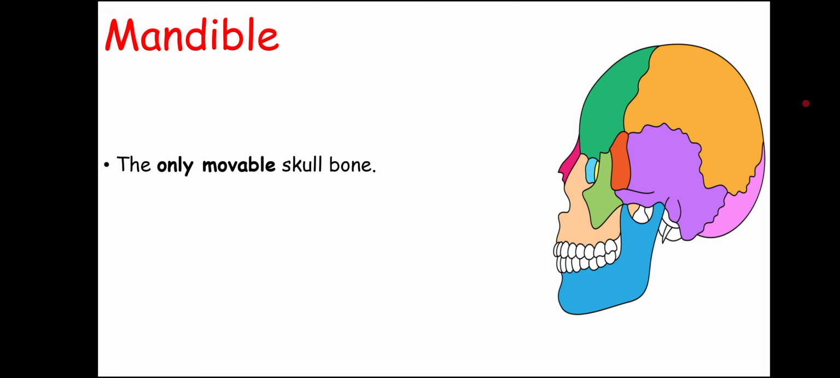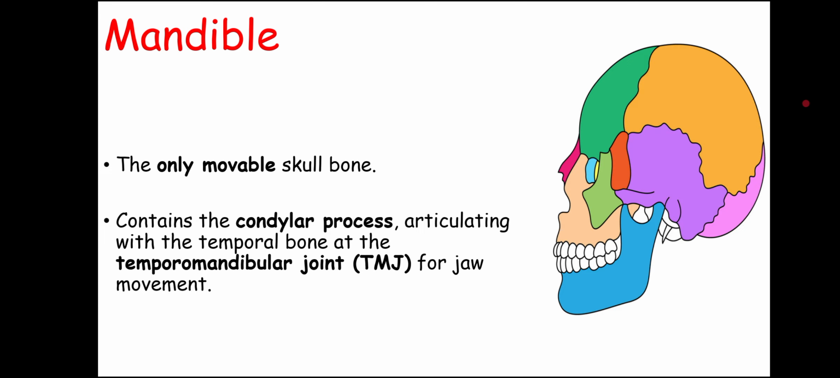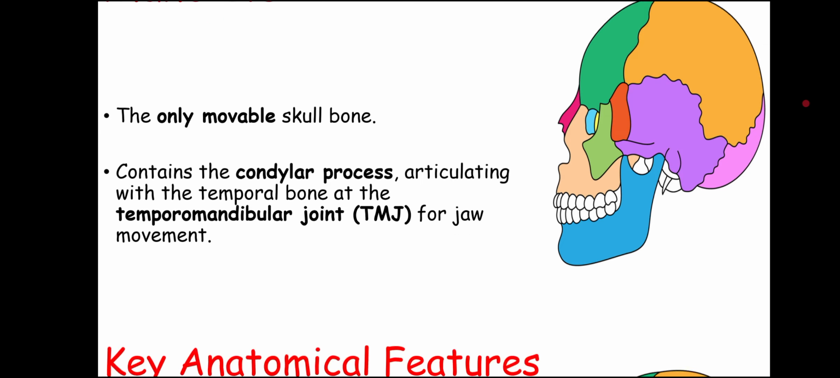Next, we will talk about the mandible, and it is the only movable skull bone. It contains the condylar process that articulate with the temporal bone at the temporomandibular joint for jaw movement.